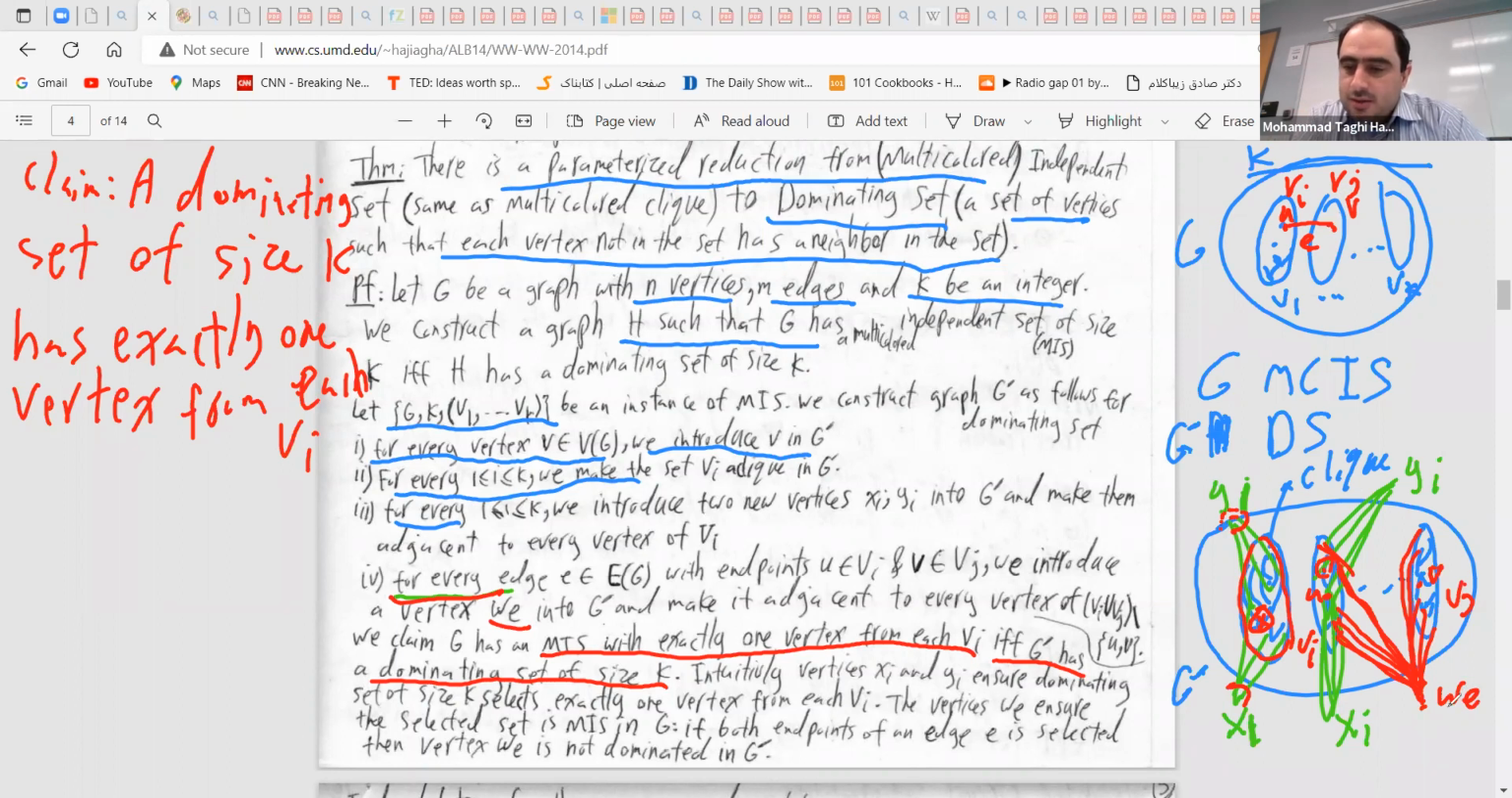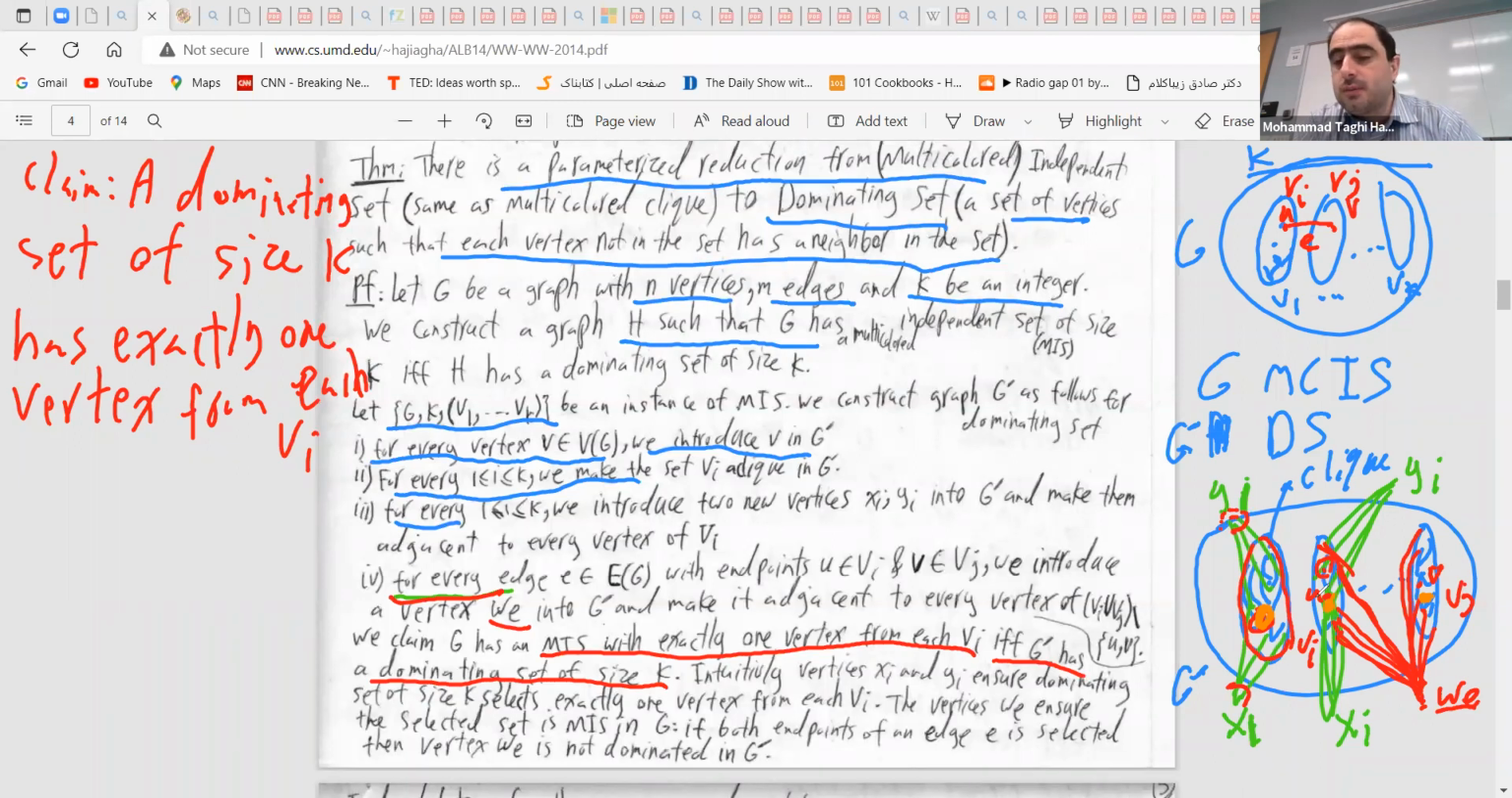It is exactly because of this construction of WE. For each edge that you have here, as I mentioned, we have a vertex WE corresponding to that. And as we discussed, for each of these V1 to Vk, we need to select, let me draw it with a different color, one guy. Now, the main thing is that we want to make sure that if two vertices U and V have an edge between them in the original graph, you should not select both of them in your dominating set.